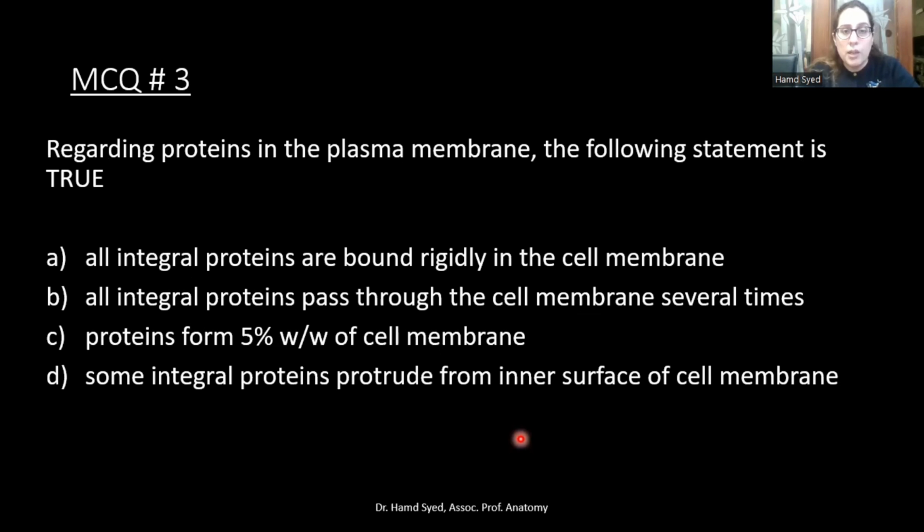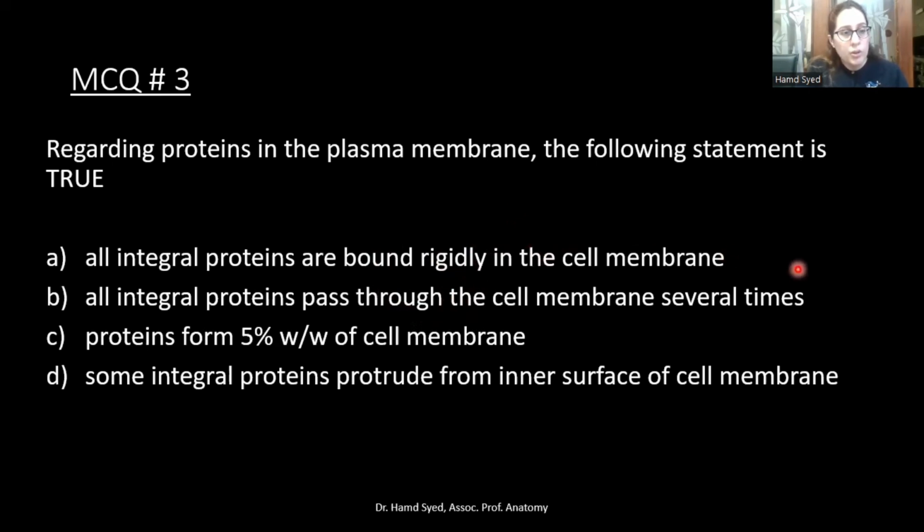Regarding proteins in the plasma membrane, the following statement is true. Now, if we look at all of the MCQs, since we're selecting the true one, we have to start from the very beginning and see if the others are false. Let's look at option A. All integral proteins are bound rigidly in the cell membrane. We know this cannot be true since we discussed that the proteins have some, although restricted, lateral movement within the plasma membrane. So they're not bound rigidly in the cell membrane. So A cannot be the answer.